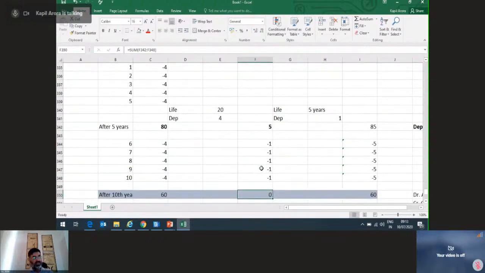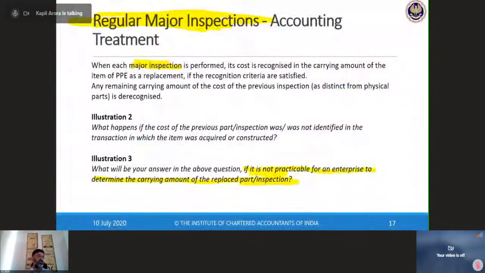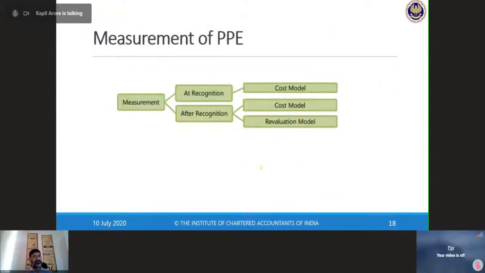Is this okay with all? Right? Is it okay with all? Right? So that's what happens when the major inspection takes place. Right? So let's move further and understand what is going to happen further.